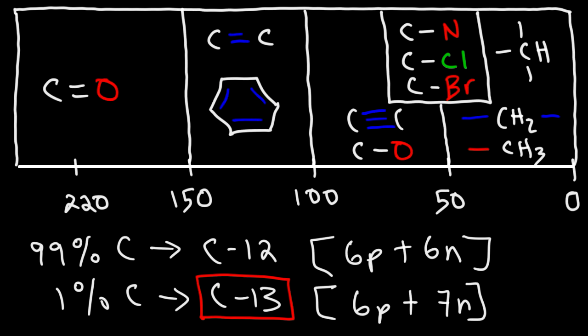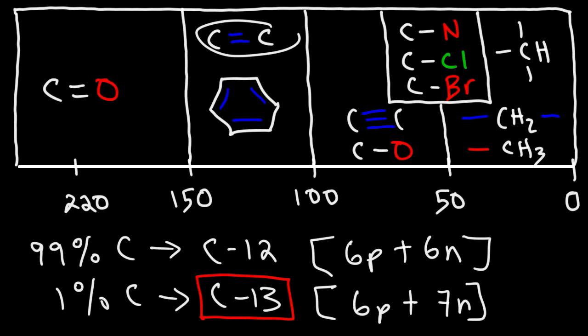Now let's look at the chemical shifts that we have here on the board. The highest is of the carbonyl group. A carbon that's double bonded to an oxygen atom will have a chemical shift between 150 and 220. So these include the aldehydes, the ketones, the carboxylic acids, the esters, and the amides.